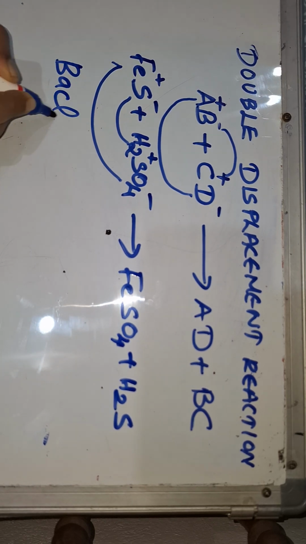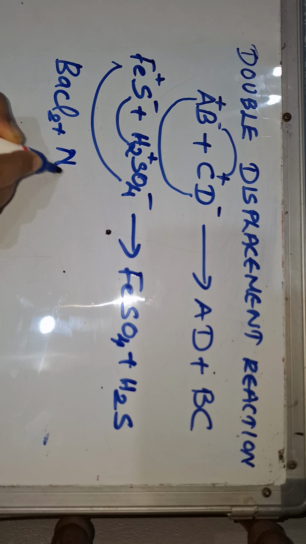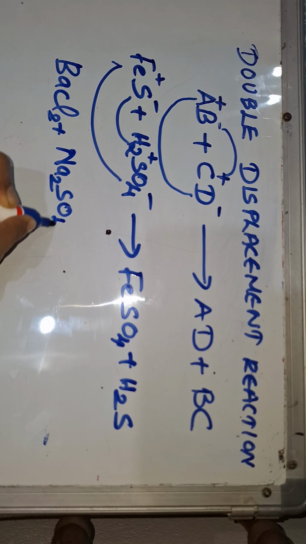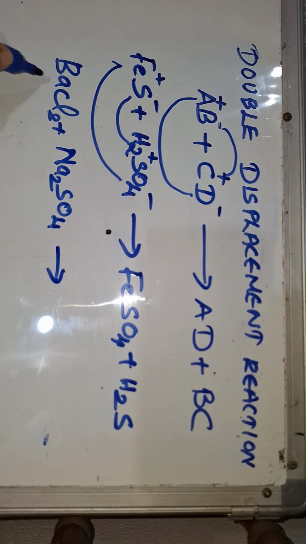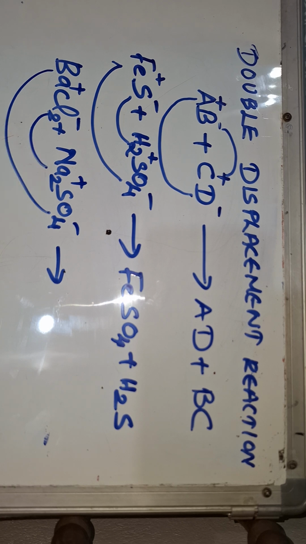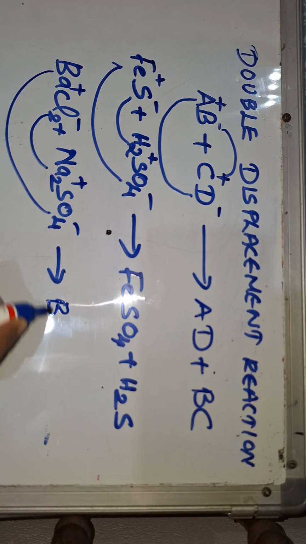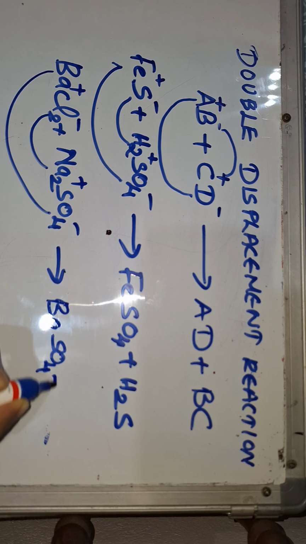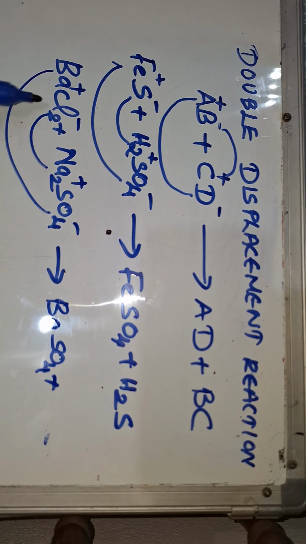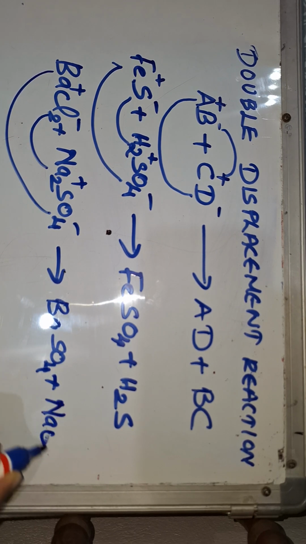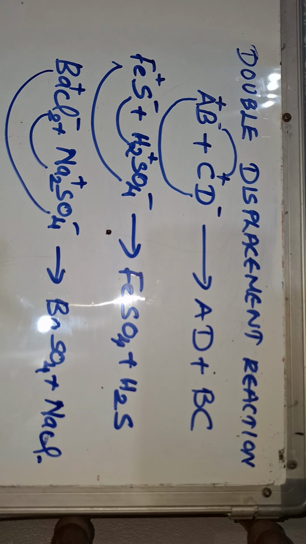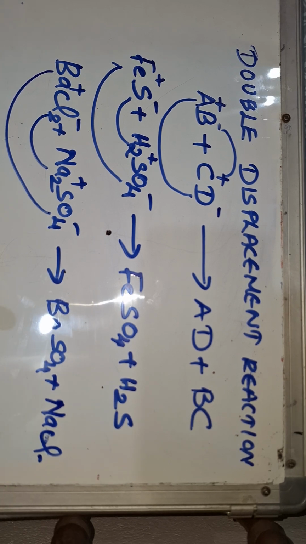Let us take one more example. Barium chloride plus sodium sulfate gives what? So here barium will be of positive charge, chlorine negative charge, sodium positive, SO4 negative. So these two will combine and these two will be combining. And what you will get? Barium sulfate plus what is remaining then? Sodium and chlorine. So sodium chloride. So this way you can yourself write the RHS of the equation.